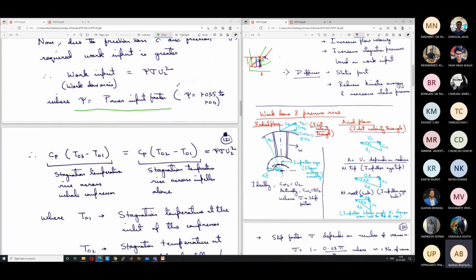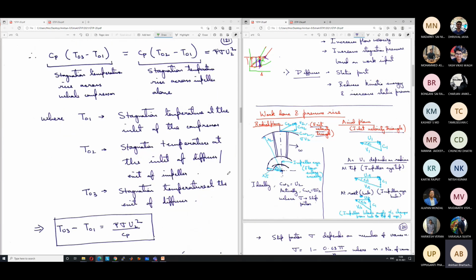Now, what is the stagnation temperature rise across the diffuser? Zero, because there is no work input, and obviously there is no heat input or anything. So no stagnation enthalpy change occurs as per the first law. So the entire stagnation enthalpy rise occurs across the impeller. The stagnation enthalpy rise across the impeller we can write as Cp into T02 minus T01. So obviously Cp into T03 minus T01 is equal to Cp into T02 minus T01, which is equal to psi sigma U2 square.